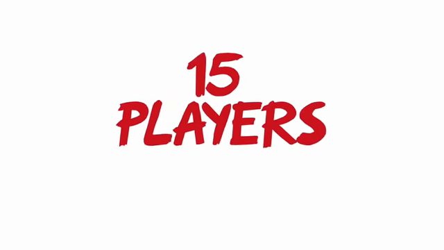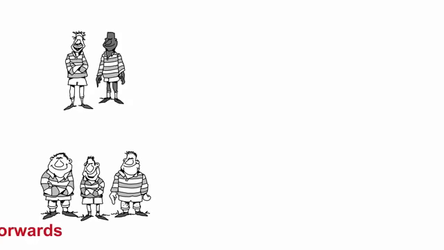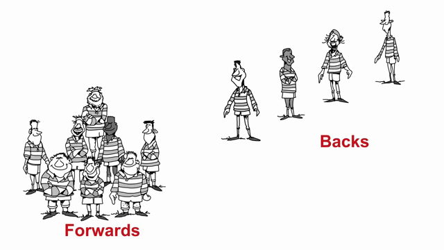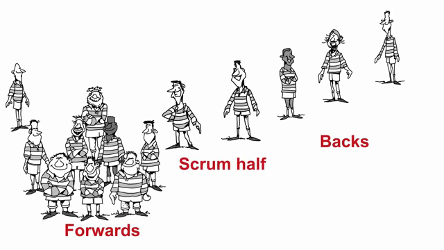A rugby team has 15 players. 8 of them are called the forwards. These guys form the scrum and line out and do the more heavy work. Next you have 7 players called the backs, and they do most of the fast running. The scrum half connects the forwards and the backs. The last man is the full back.